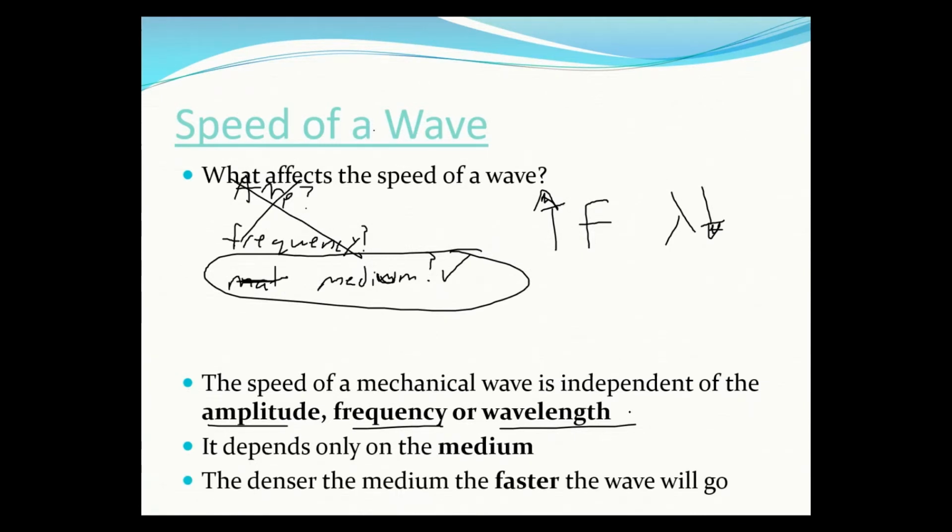So the denser the medium is, the faster it'll go. This means that if you have air, which is not very dense, compared to water, which is very dense compared to air, it'll go faster in water. The speed of sound in water is about 1200 meters per second, but the speed of sound in air is about 350 meters per second. And that's because water is denser, so the speed speeds up.